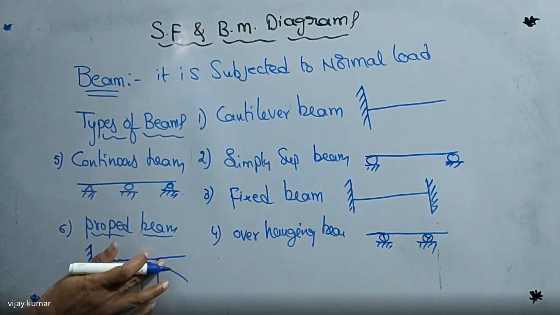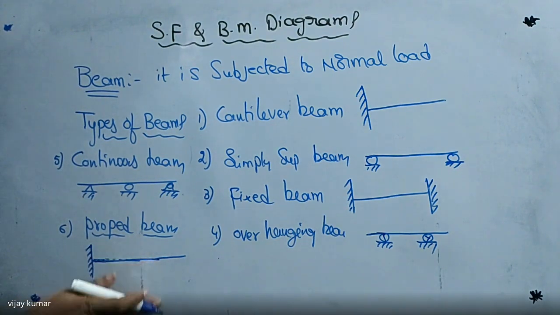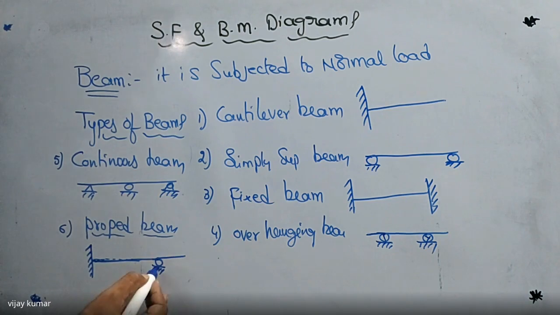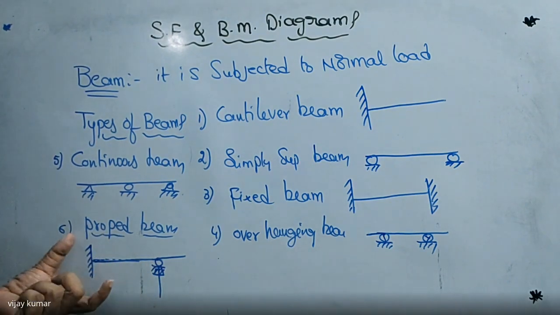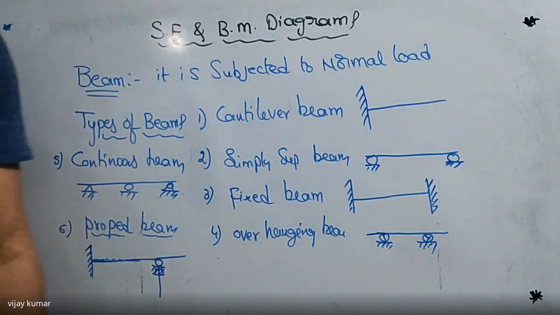So I'm going to put one support here to reduce the bending here. That support always gives one reactive force. That reactive force is named as propped reaction. The support is named as propped support and the beam is named as propped beam. So these are the types of beams we are using in our shear force and bending moment diagrams.